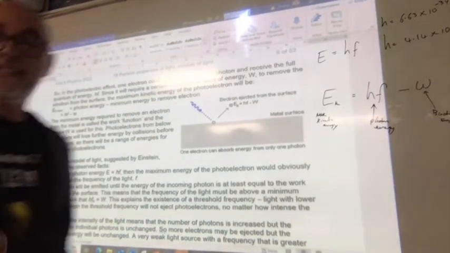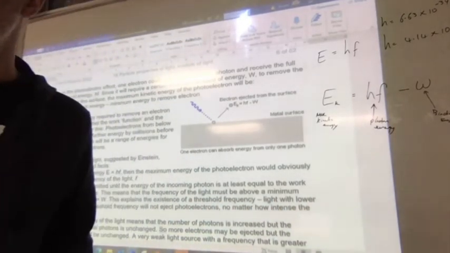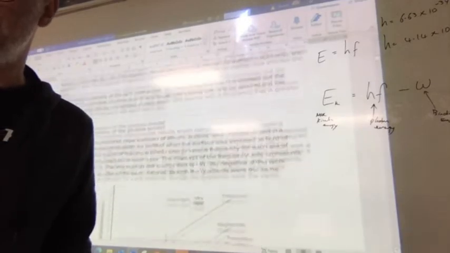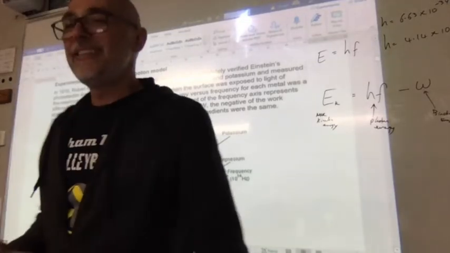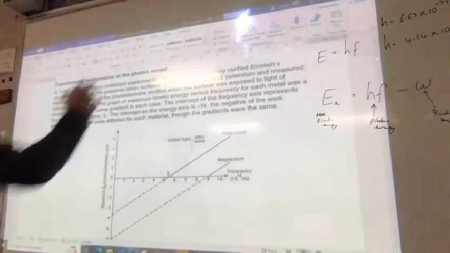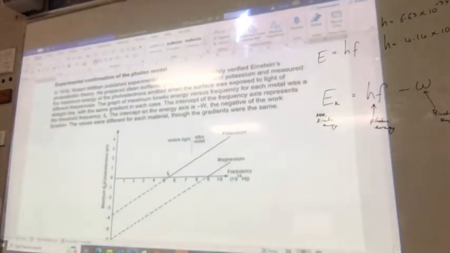Now, this leads us to this funky little graph. All right? Experimental confirmation of the photon model. Okay? Here we've got Millikan. We've all talked about Millikan before, remember, with the little oil spraying particles.